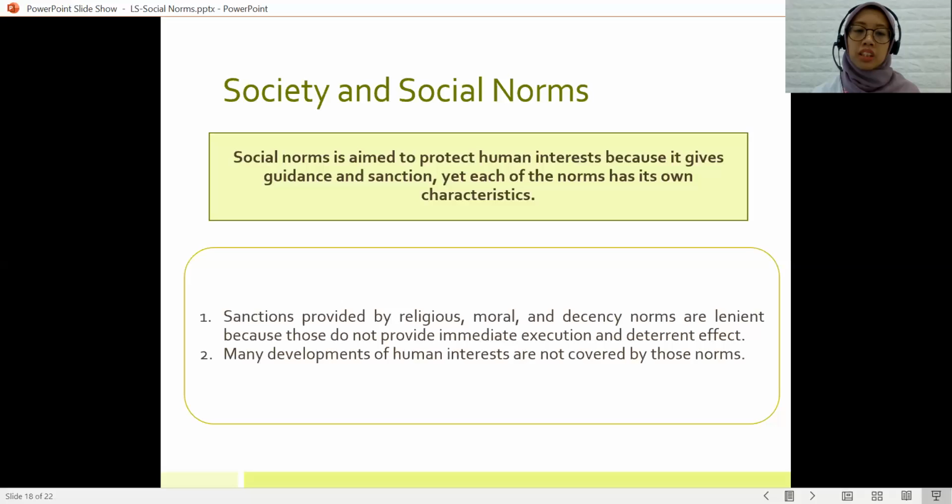And also there are many developments of human interests that are not covered by those norms. For instance, I mentioned the development of technology. It is not mentioned by other social norms. The rise of extremism and terrorism is also not governed by other social norms. And we need strict and immediate sanction for it. Otherwise, the public order would not be restored as it is if we don't have legal norms.